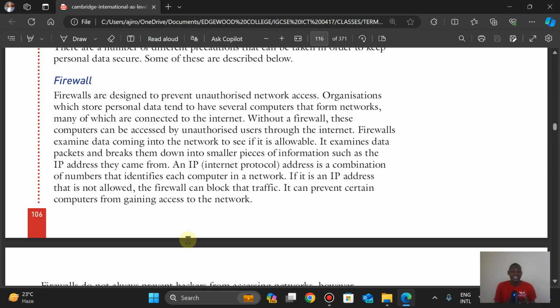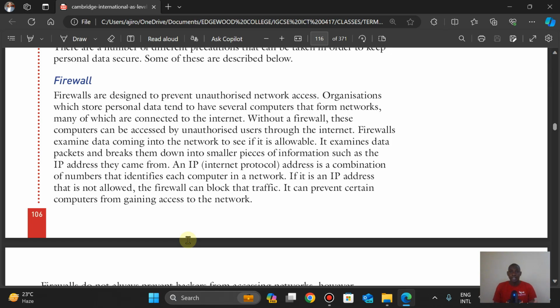Okay, something you see at IGCSE O level in chapter 4 of your textbook, talking about networks and the effects of using them. And we'll talk about data packets. These are chunks of data that are broken down into smaller pieces of information. That's what a data packet is. Smaller pieces of data that have been broken down, such as your IP address.